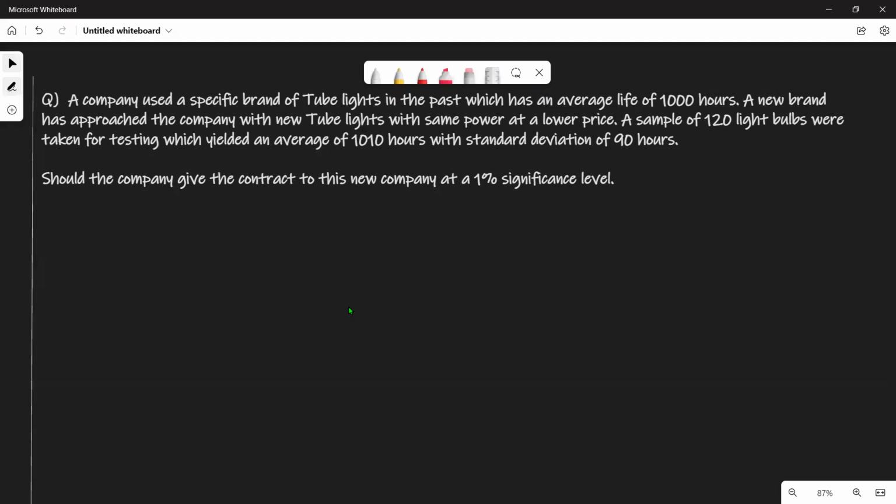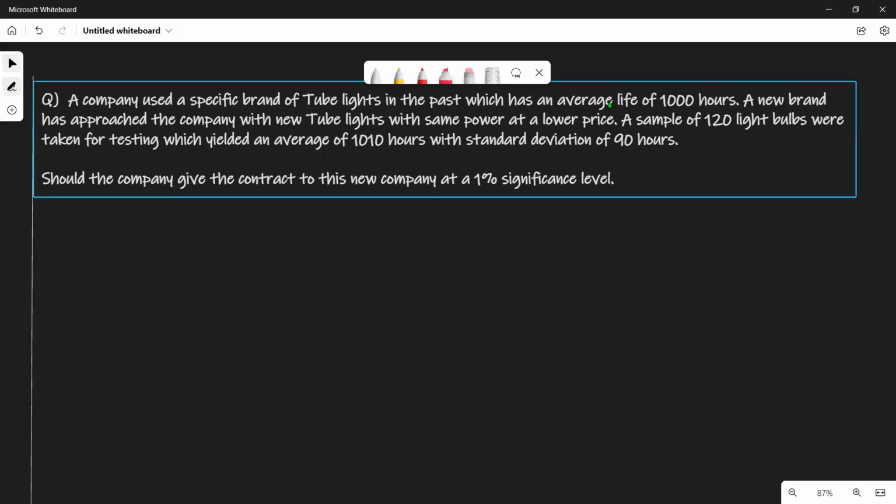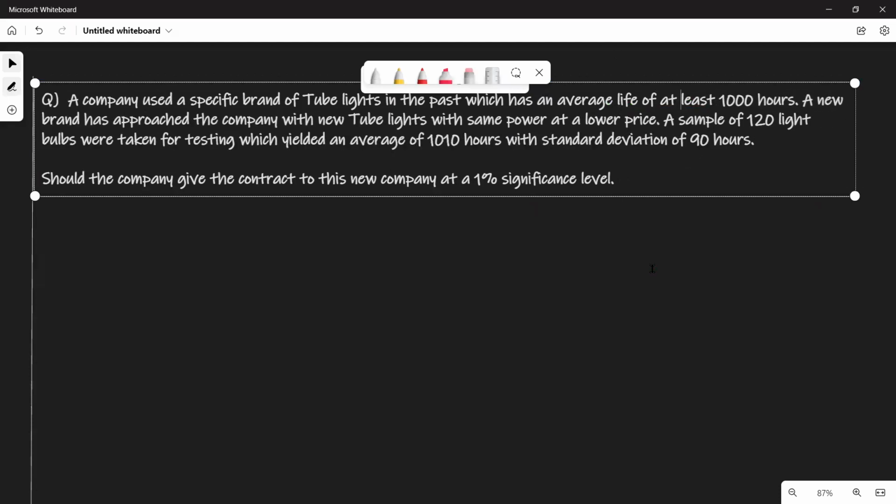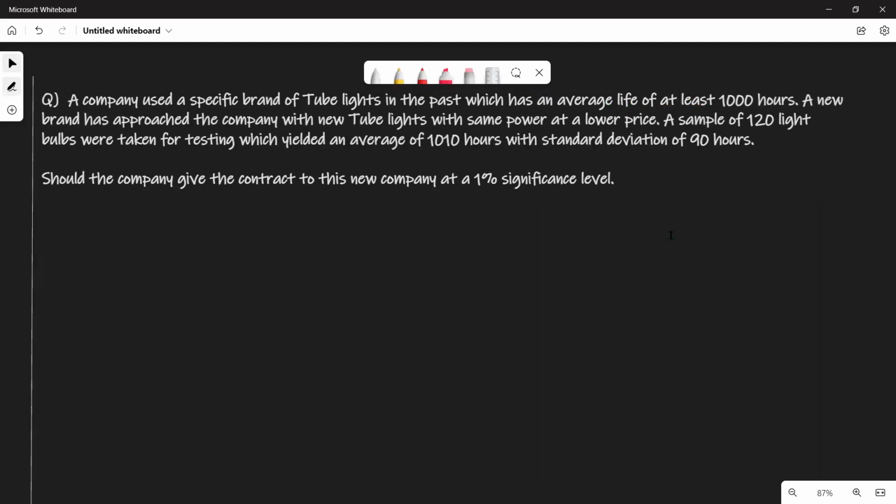Oh, I see. Otherwise, if you people want, I can just modify this. I can say average life of at least 1,000 hours. No, let's try this one. That's okay. It's all good. This way, at least 1,000, then you can develop H0 and H1 easily. Try it out.